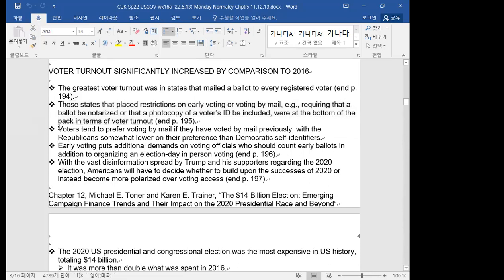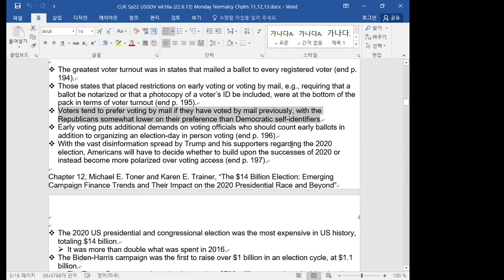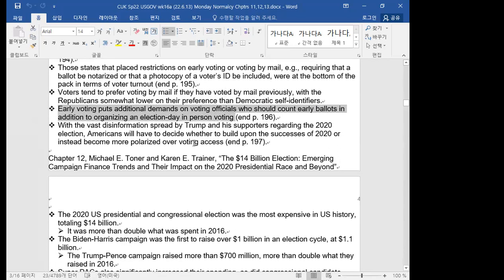Voters tend to prefer voting by mail if they have voted by mail previously, with the Republicans somewhat lower on their preference than Democratic self-identifiers. So early voting puts additional demands on voting officials who should count early ballots in addition to organizing election day in-person voting. With the vast disinformation spread by Trump and his supporters regarding the 2020 election, Americans will have to decide whether to build upon the successes of 2020 or instead become more polarized over voter access.